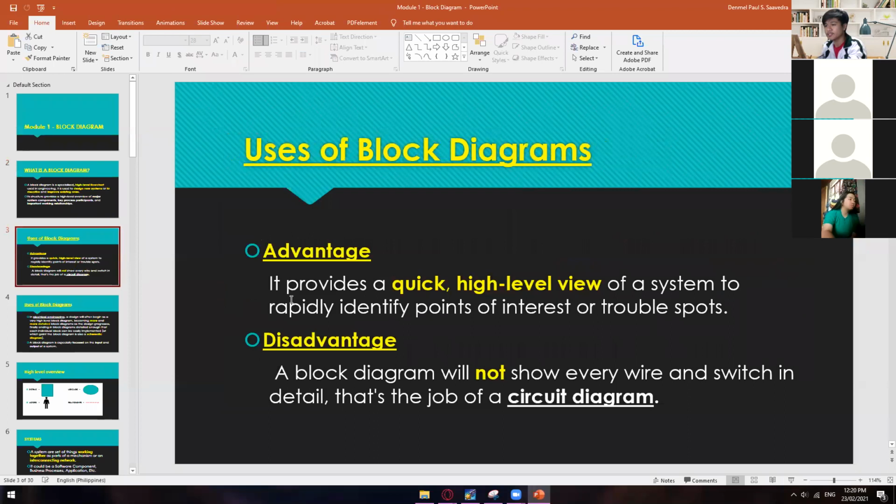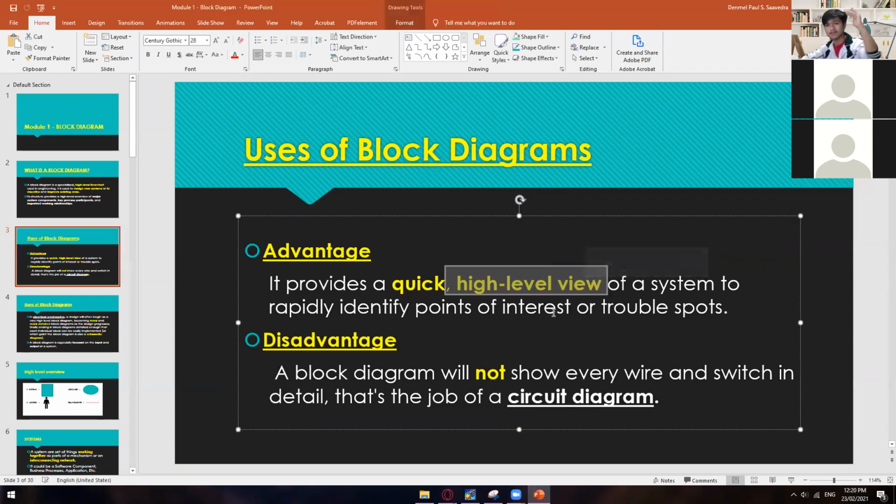Here are the advantages and disadvantages of using block diagrams. The main advantage, or use, of a block diagram is that it gives you a high-level view, a bird's-eye view, of a system or process. You will easily identify that this one goes here, this one goes here, and so on. From there, you will know where the data goes until it reaches the last one, which is the output.